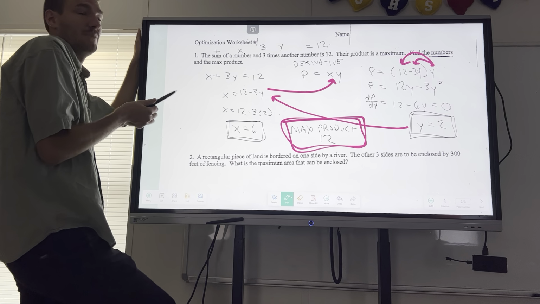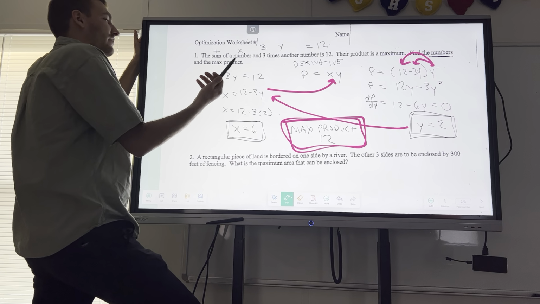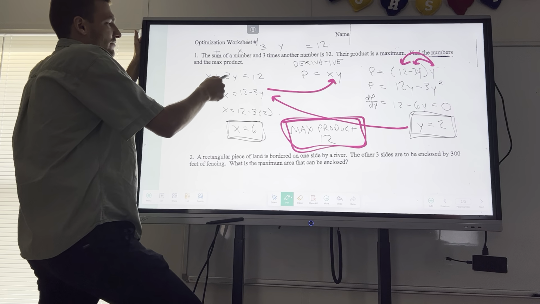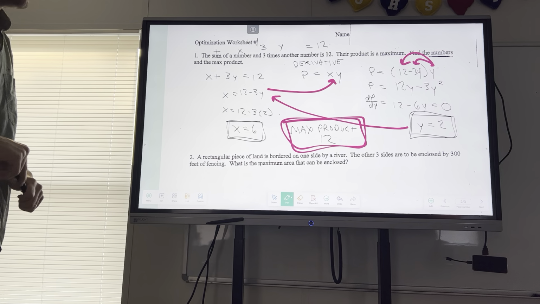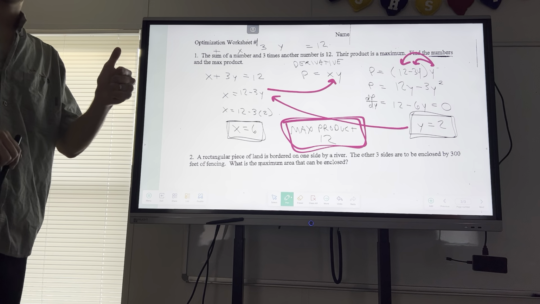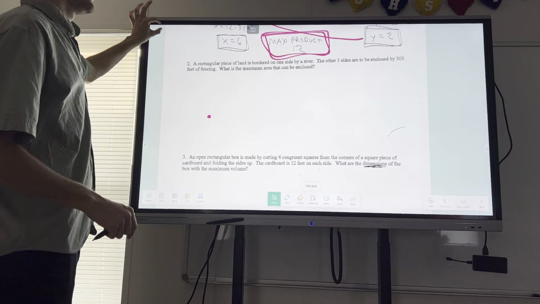The best possible maximum product you can make is if x is 6 and y is 2. And does it work? Of course it does. 6 plus 3 times 2 is equal to 12. 6 plus 6 equals 12. Great. Feel good with that? All right, let's keep on. Let's go a little faster now that we're warmed up.